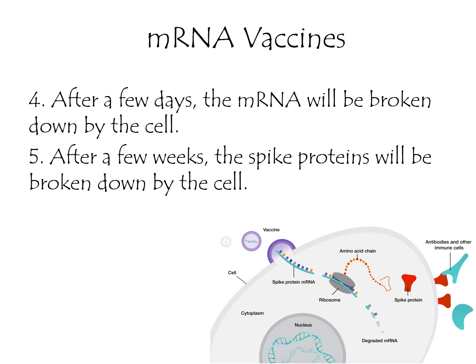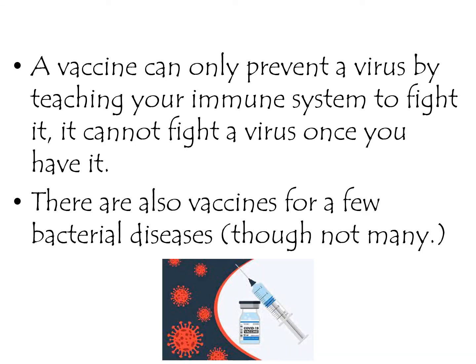It can't stick around for very long. And even after a few weeks, that spike protein will also be broken down. So the only thing that will last after that is the antibodies, and those will only last for a few months. The memory B and T cells are what last longer. This is the key thing I want you to take away about vaccines. Vaccines can only prevent a virus by teaching your immune system to fight it. Underline that, highlight that, put a star next to it. It cannot fight a virus once you have it.